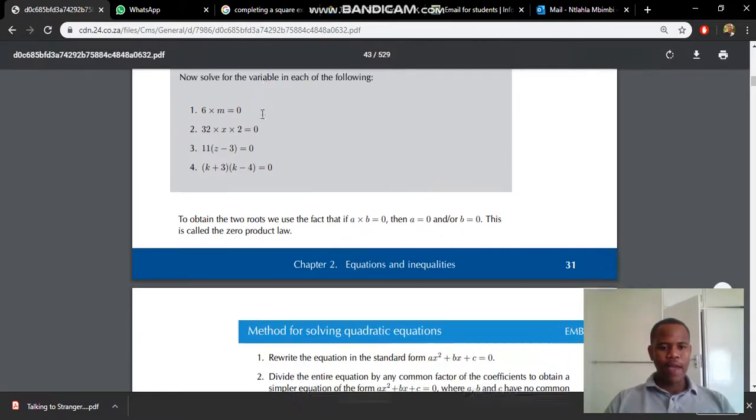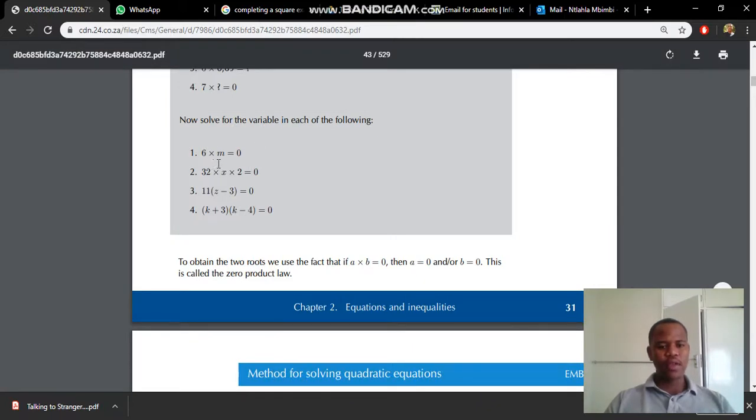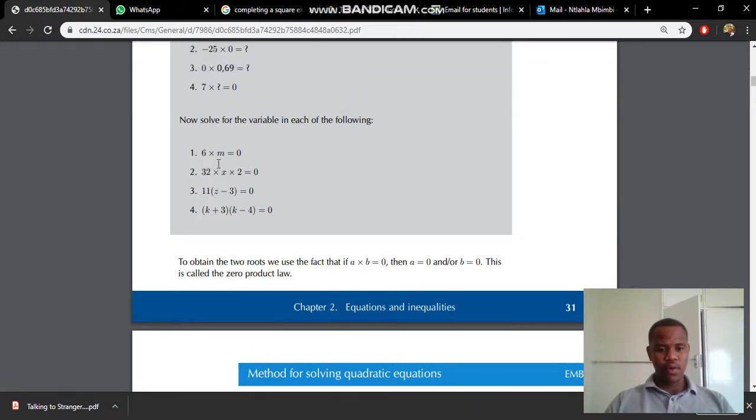So we can come here and say, we're multiplying two things, and they're equal to 0. One of them must be 0. It is clear that m would have to be 0. Number 2, we're multiplying 3 things and the answer is 0, so one of them must be 0. The x has to be 0.